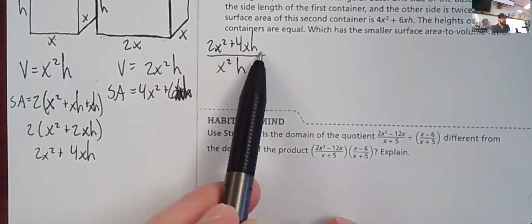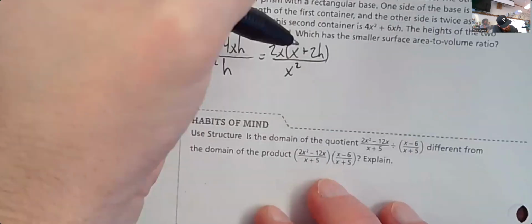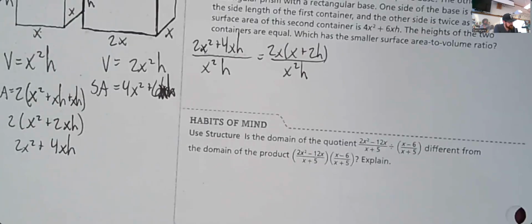Now on the top, we could factor out, looks like 2x, right? Each of these can have a 2 divided out, each can have an x divided out. So I'm going to write this as 2x times (x plus 2h) over x squared h. Just like that.